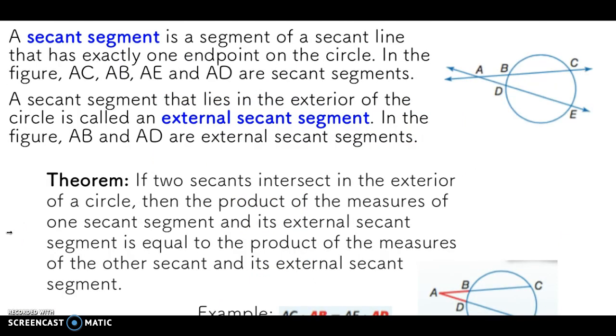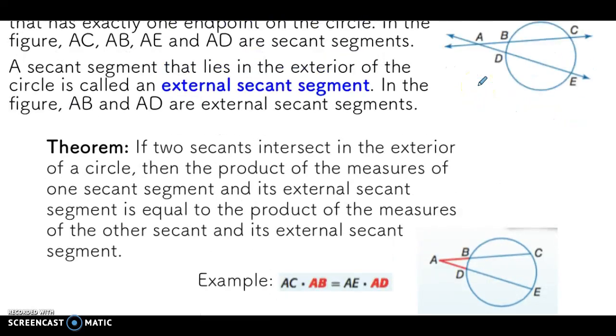A secant segment is a segment of a secant line that has one endpoint on the circle, and in this figure here, AC, AB, AE, and AD are all secant segments. A secant segment that lies on the exterior of the circle is called an external secant segment. In this figure, AB and AD are external secant segments because they're on the external part of the circle.